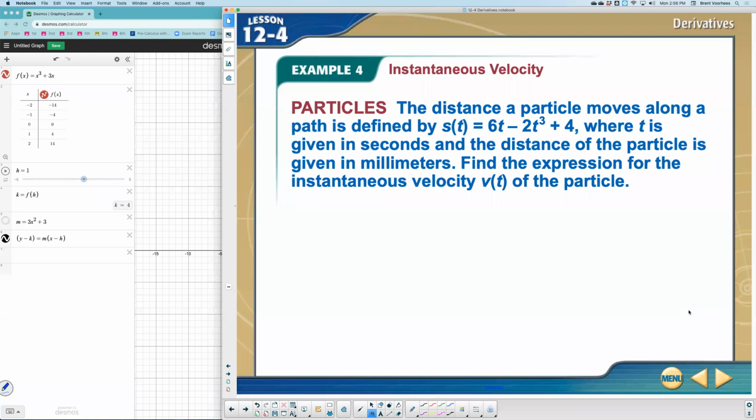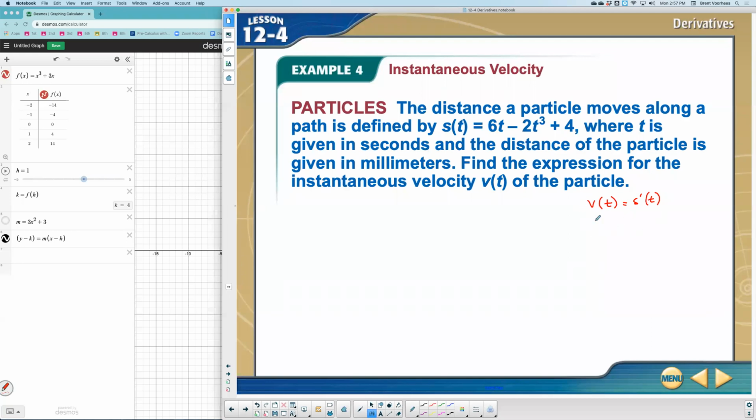Example 4, particles. The distance a particle moves along a path is defined by the equation s of t equals 6t minus 2t cubed plus 4, where t is given in seconds and the distance of a particle is given in millimeters. Find the expression for the instantaneous velocity of this particle. So the instantaneous velocity is going to simply be the derivative. V of t is going to equal the derivative of s.